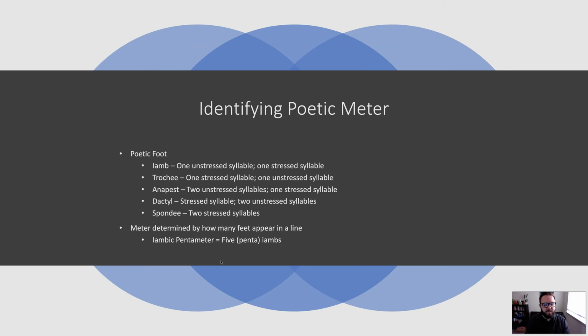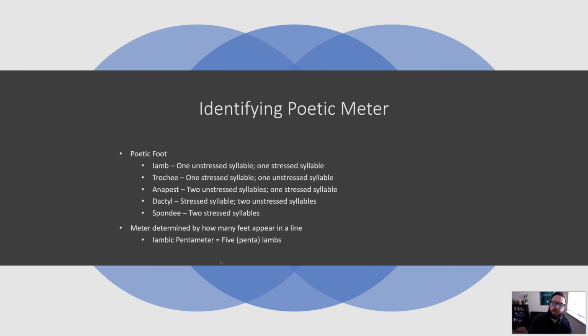The one that you're probably the most familiar with already is the iamb, which is one unstressed syllable followed by one stressed syllable. Another one that you've probably seen, but you may not have recognized, is a trochee, which is one stressed syllable followed by one unstressed syllable. And then a few other common poetic feet in English poetry are anapests, which are two unstressed syllables followed by one stressed syllable, dactyls, which are one stressed syllable followed by two unstressed syllables, and spondees, which are two stressed syllables right after one another.